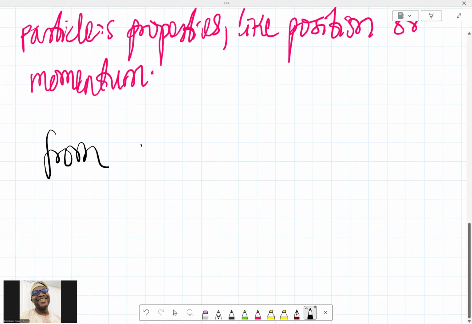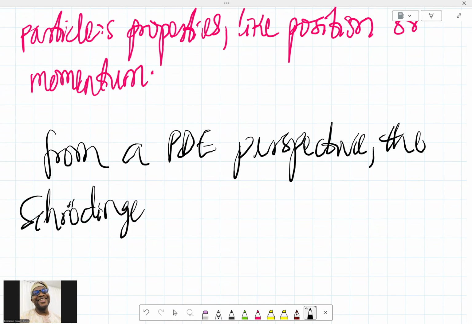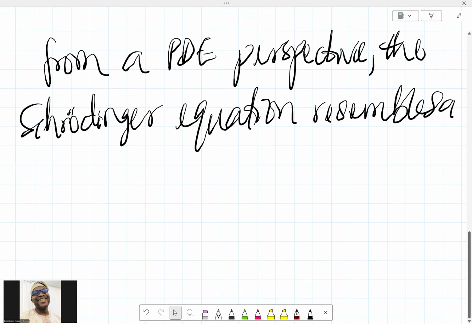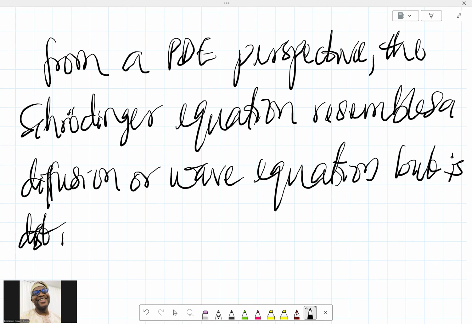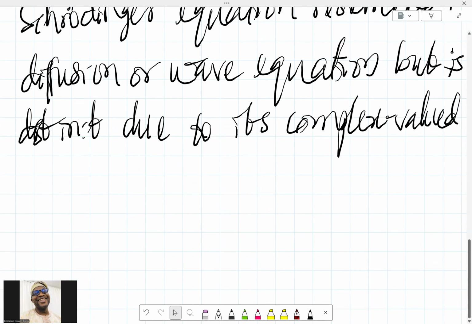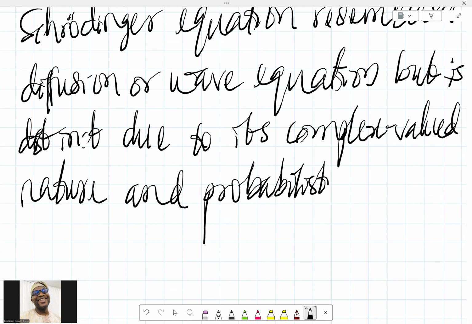From a partial differential equation perspective, the Schrödinger equation resembles a diffusion or wave equation, but is distinct, due to its complex valued nature, and probabilistic interpretation.